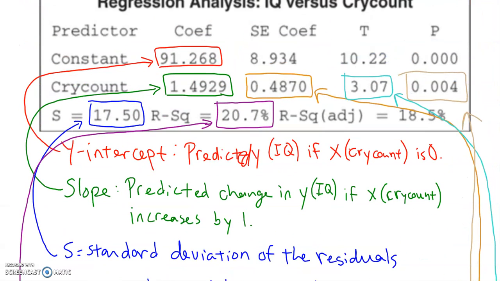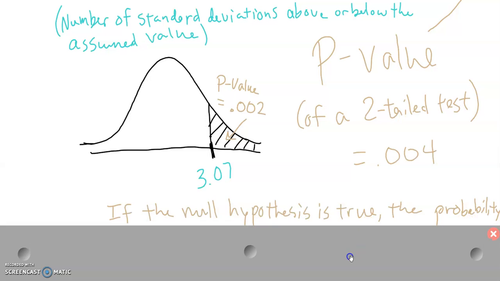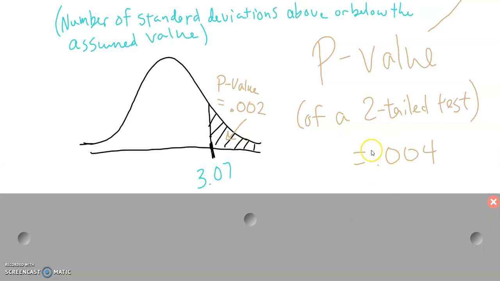And then the last one we should know is this number on the end here, under the letter P, which is a p-value. So this is a picture of the p-value from the test statistic. Now that's the p-value of a two-tailed test, which is 0.004, which means the area of just one tail would be half of that. So you have to pay attention to whether you're doing a not equals test or a greater than or less than test. So you might need to cut that in half, depending on which type of test you're doing.